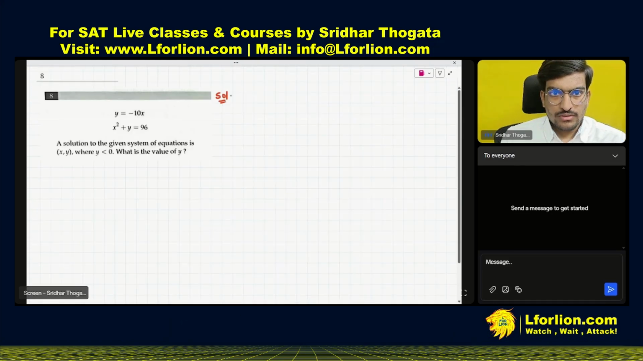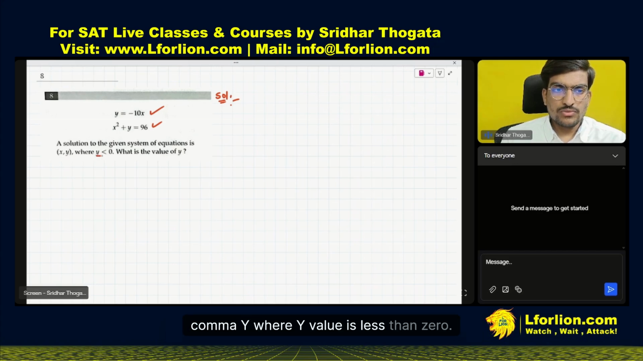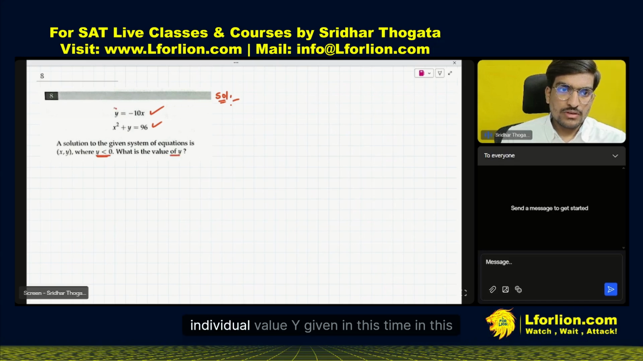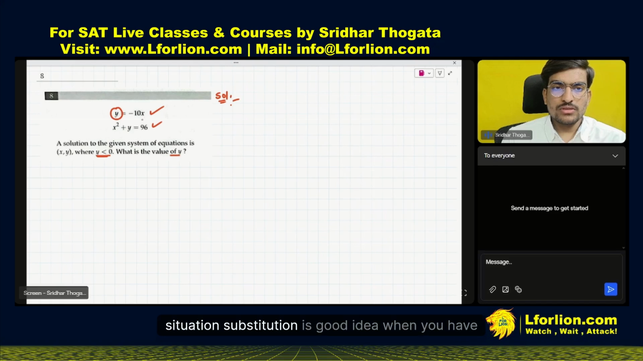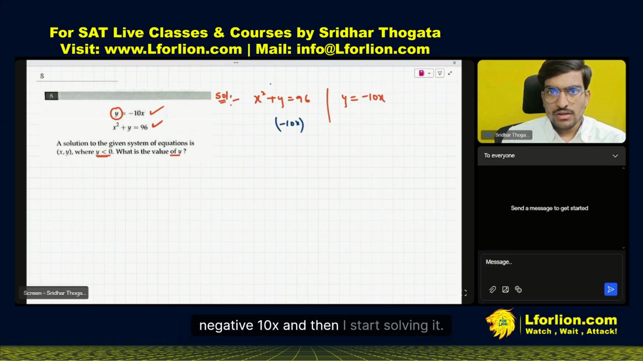Question number 8. The given two equations. A solution to the given system of equations is x comma y, where the y value is less than 0. What is the value of y? If you observe carefully, an individual value of y is given. In this situation, substitution is a good idea. So what I do is x square plus y equals 96. Taking the second equation, I'll substitute the first equation into the second in place of y, which is negative 10x. And then I start solving it.